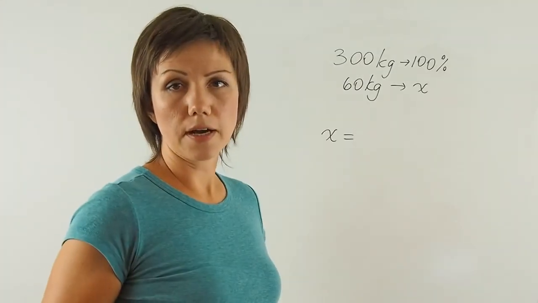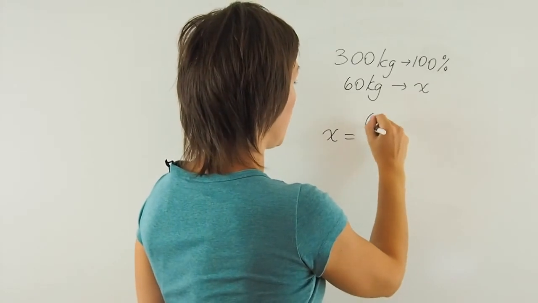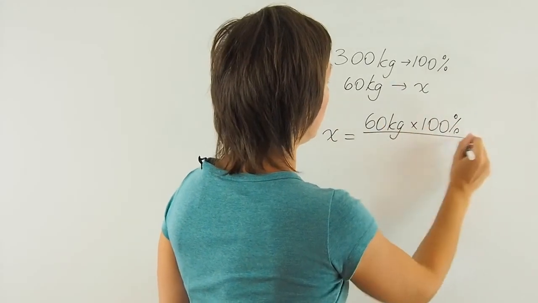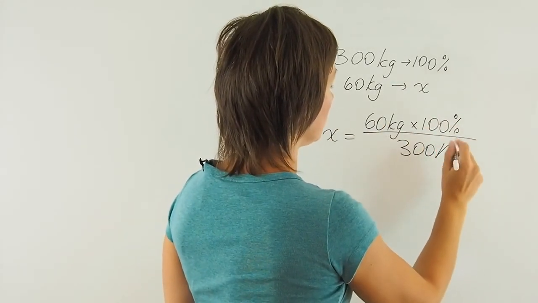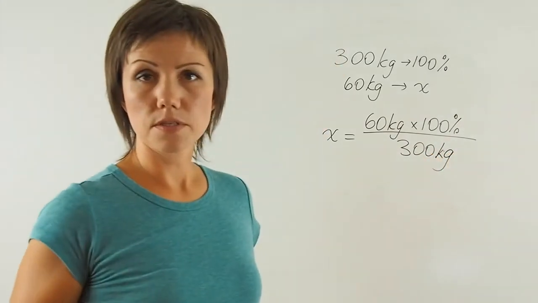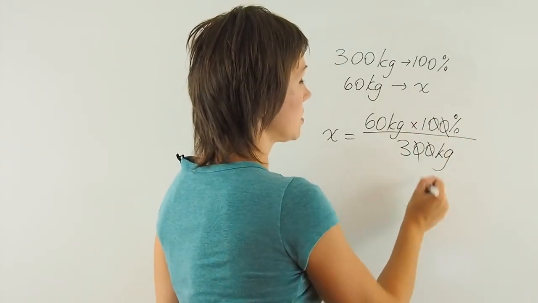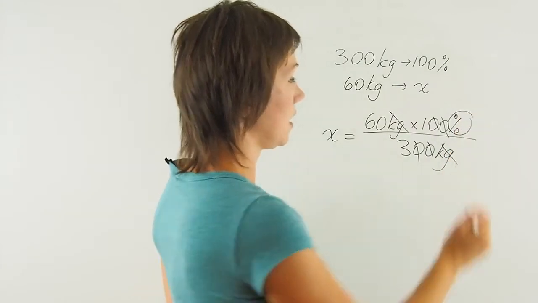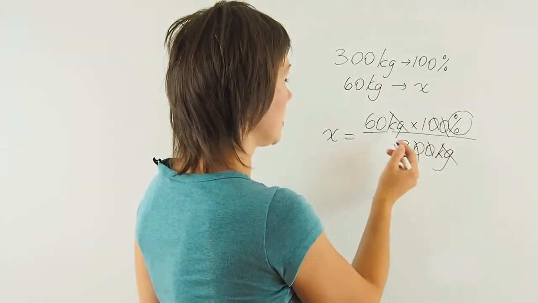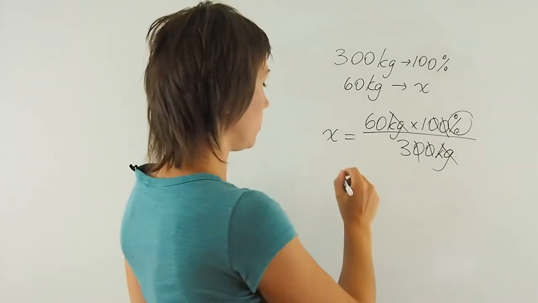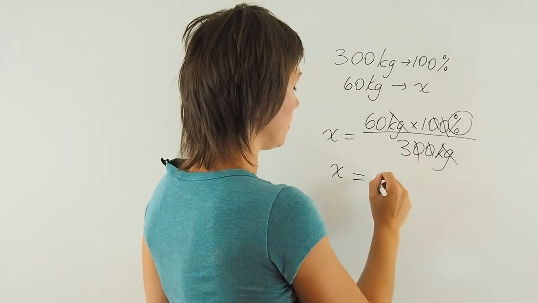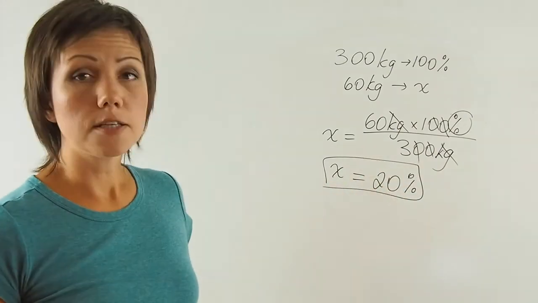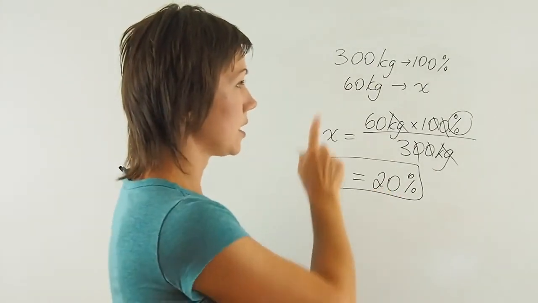In order for us to find X, we need to multiply 60 kilograms by 100% and divide by the total number of kilograms. We will reduce the zeros and we will eliminate the kilograms. Now we will only have percent left. So 60 divided by 3 is what we end up with. 60 divided by 3 is 20%. Therefore, 60 kilograms of bananas is 20% of the total amount.